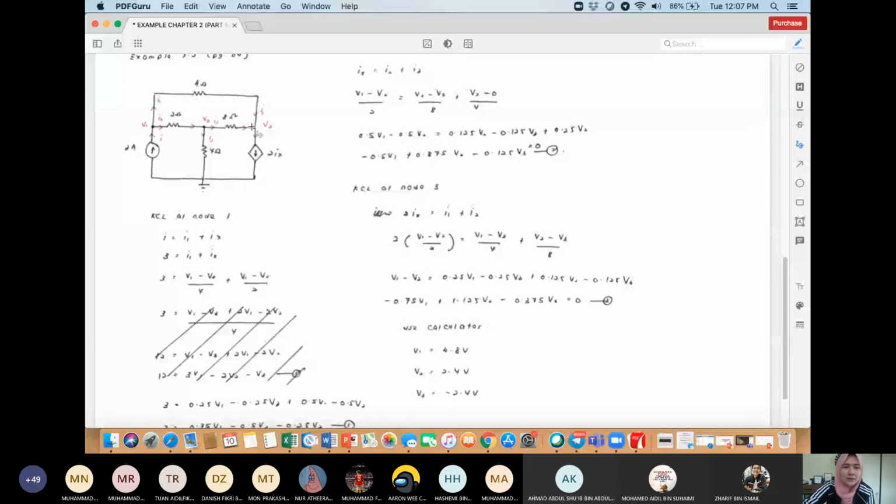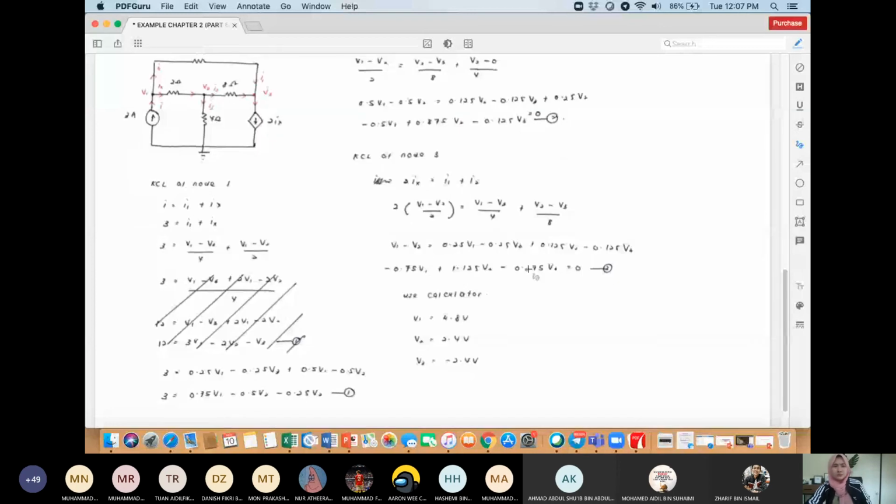Ix is V1 minus V2 divided by 2, then you multiply with 2 to get I1. I1 is V1 minus V3 divided by 4. I2 is V2 minus V3 divided by 8. And you will get this equation: negative 0.75 V1 plus 1.125 V2 minus 0.375 V3 equals 0.